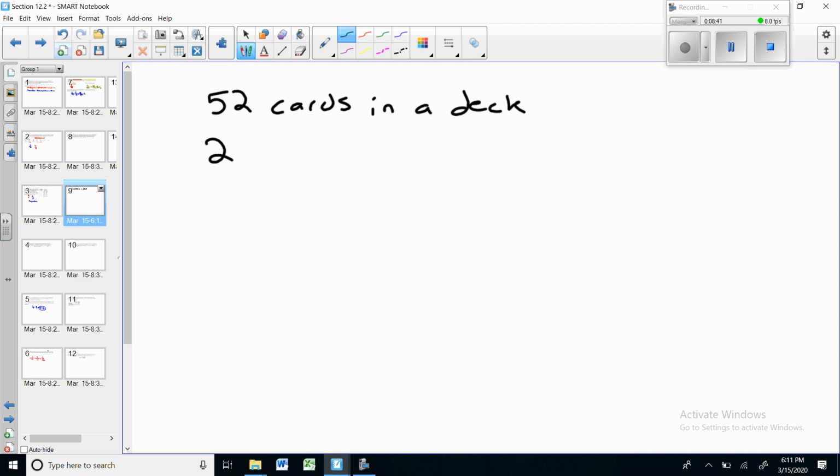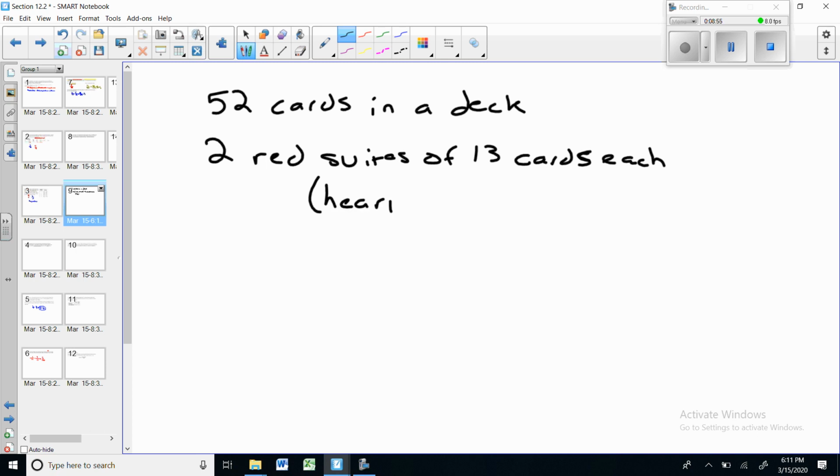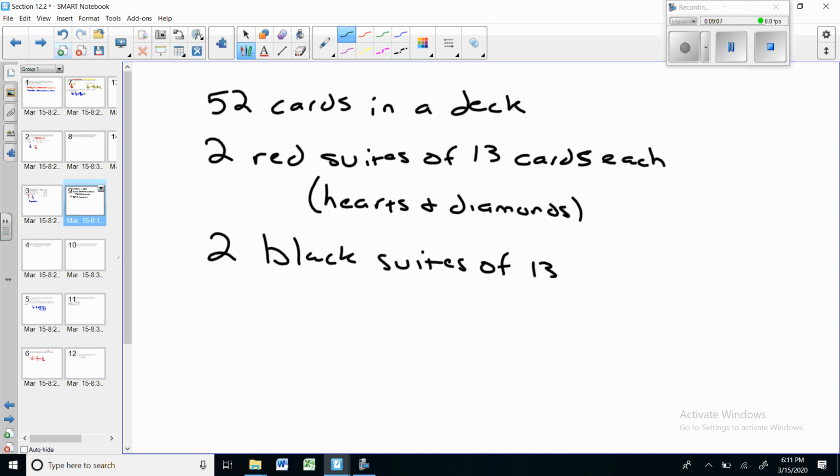There are 2 red suits of 13 cards each. Those 2 red suits are hearts and diamonds. There are 2 black suits of 13 cards each. The 2 black suits are clubs and spades.